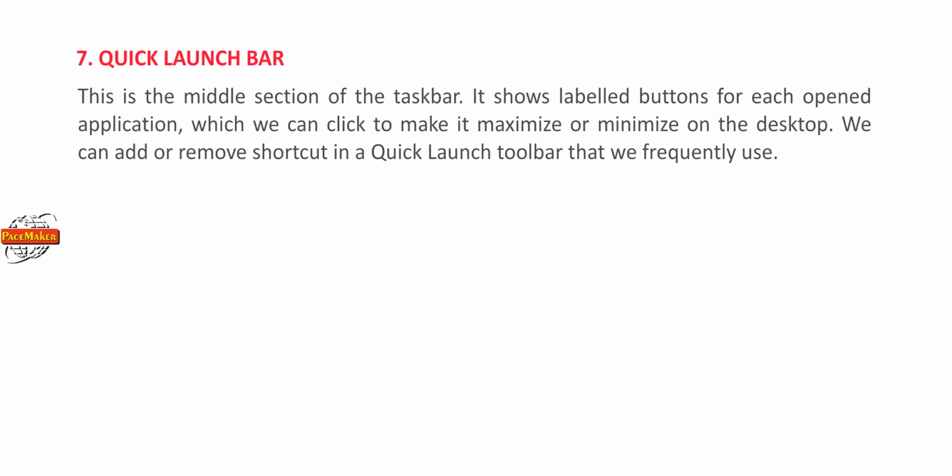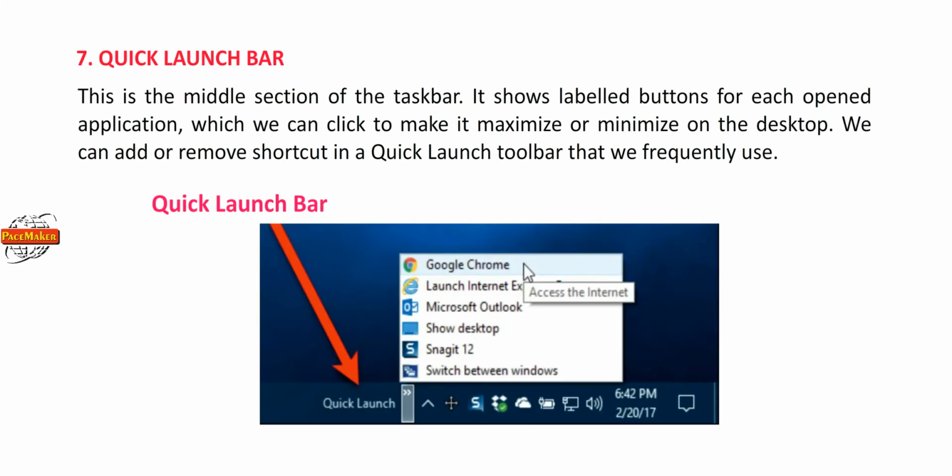Quick launch bar. This is the middle section of the taskbar and shows labeled buttons for each opened application, which we can click to maximize or minimize on the desktop. We can add or remove shortcuts in a quick launch toolbar that we frequently use.